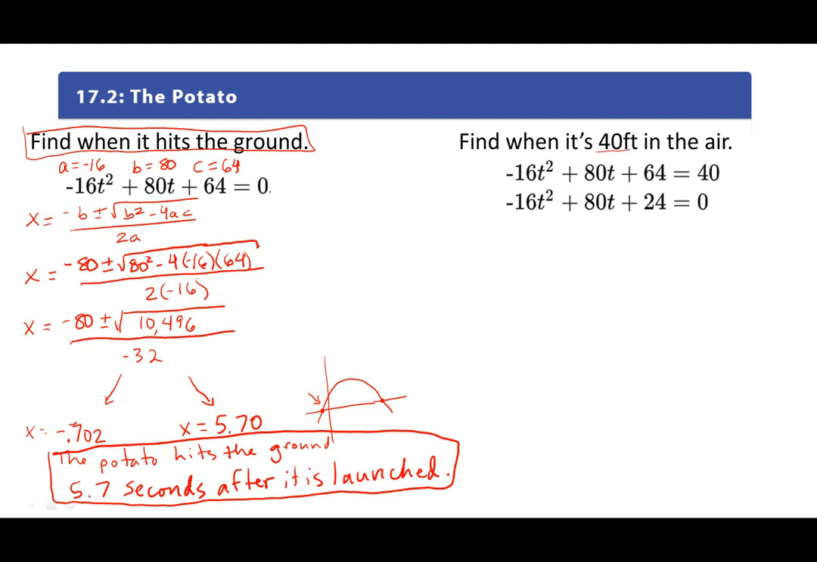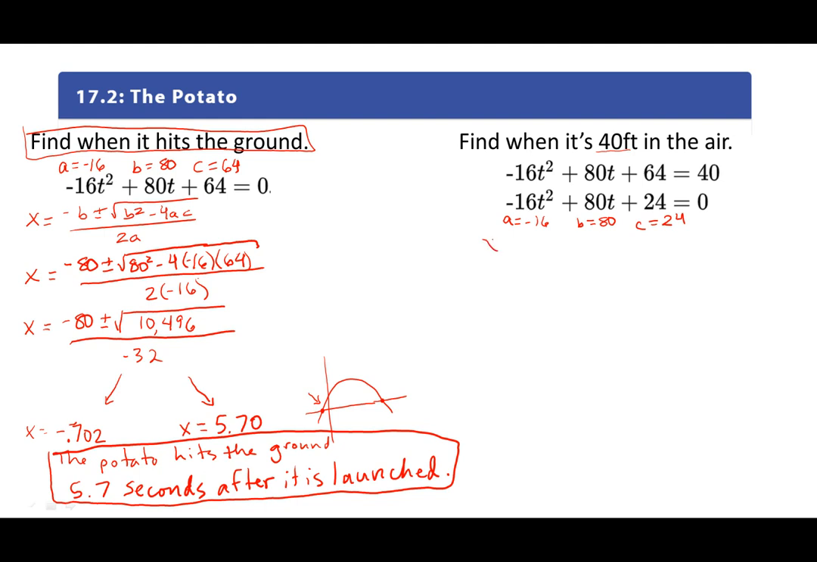the air. Remember that our negative 16t squared plus 80t plus 64 equals 40. We can't use the quadratic formula directly with these numbers, negative 16, 80, and 64, because it's not yet set equal to 0. We have to get our quadratic in standard form set equal to 0. But now that we have it that way, by subtracting 40 from both sides, we have a equals negative 16, b equals 80, the coefficient of the t, and then c equals 24.